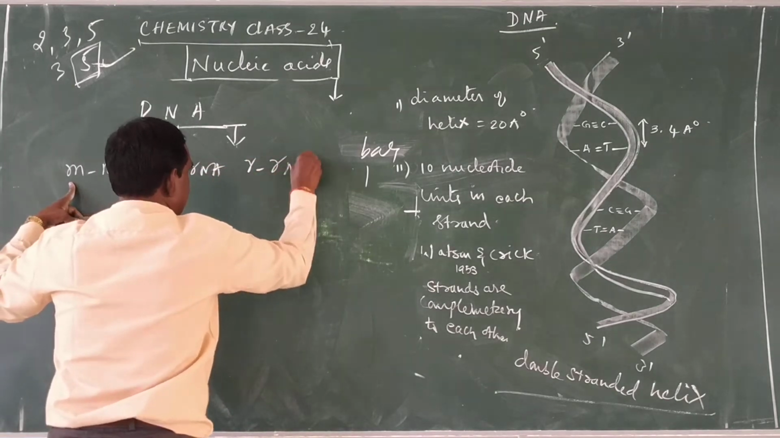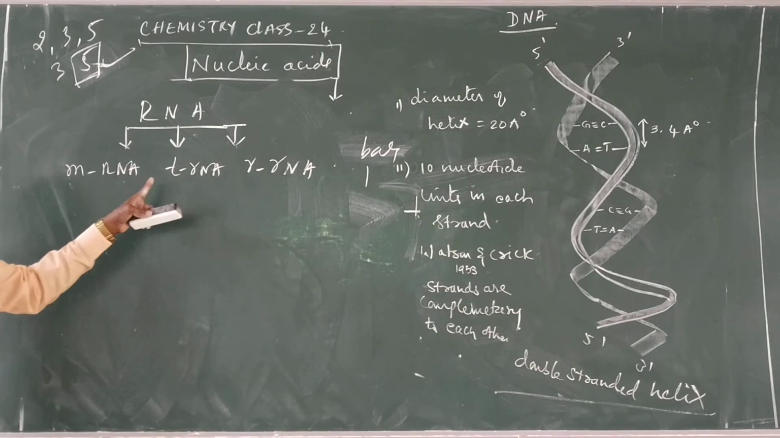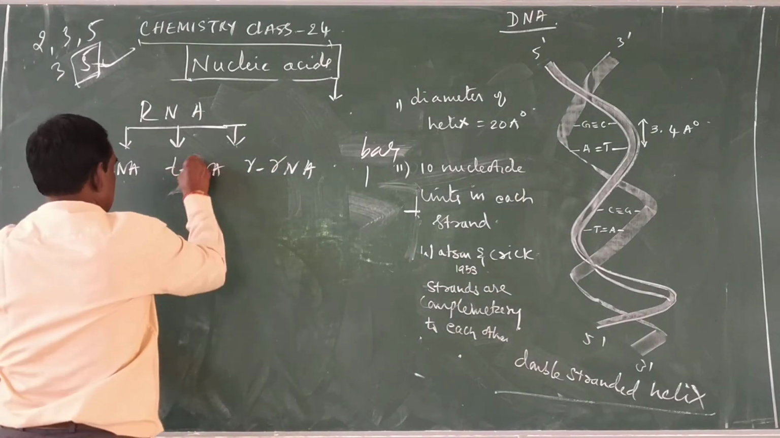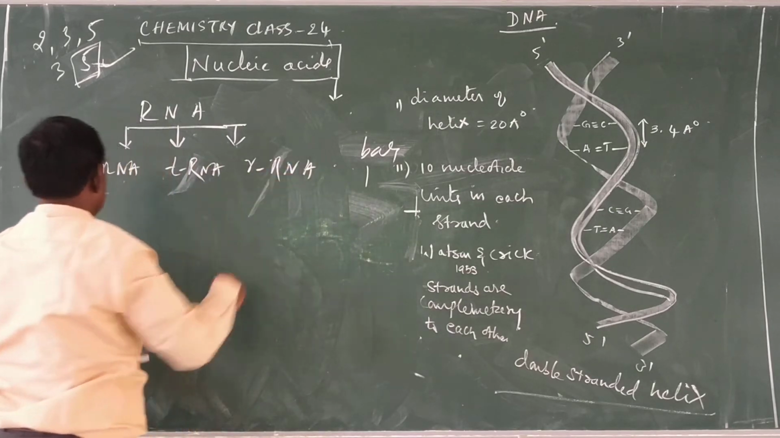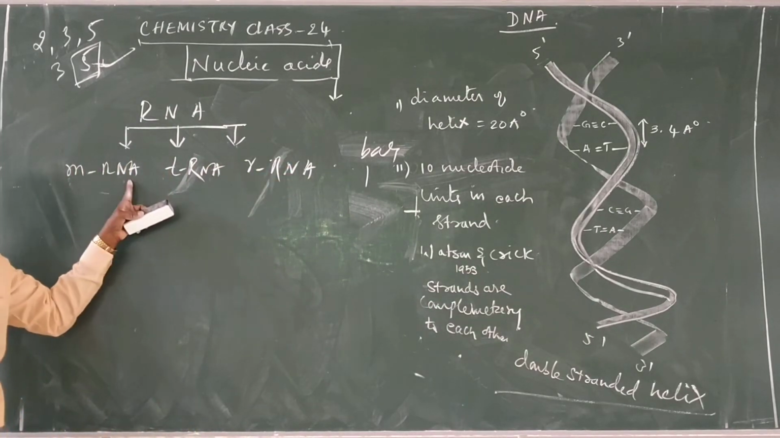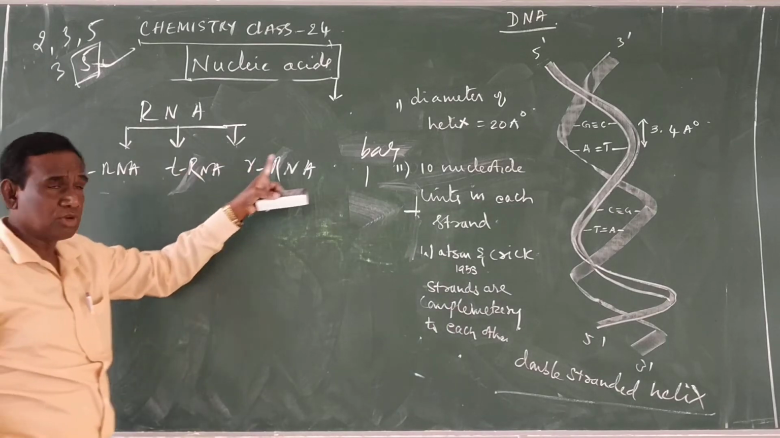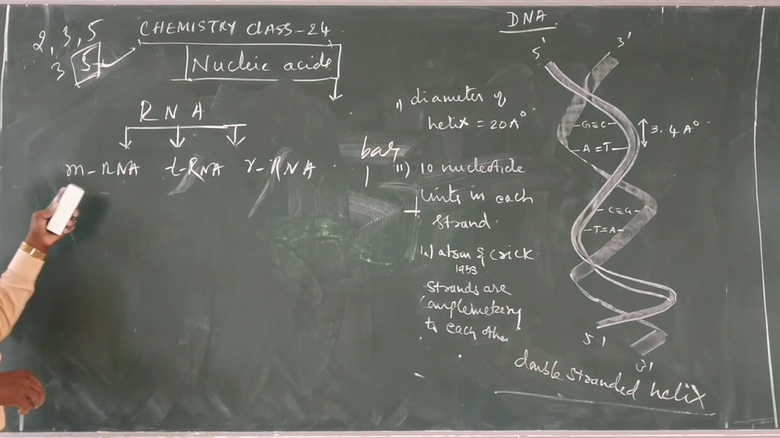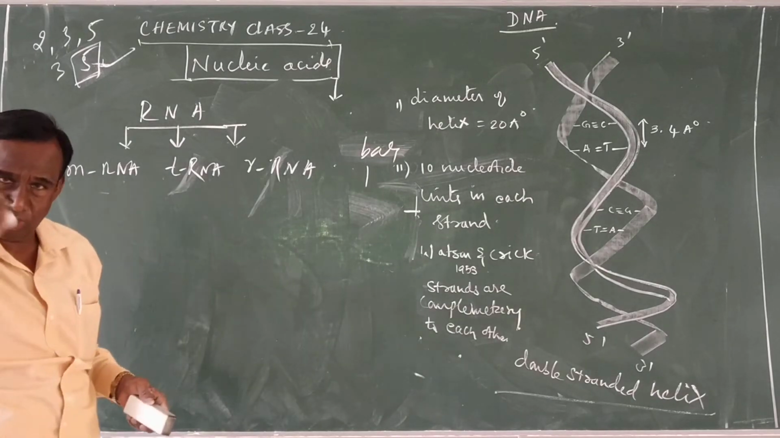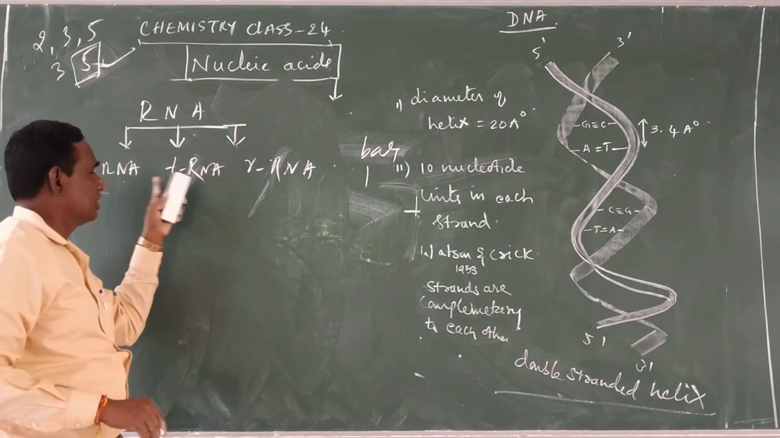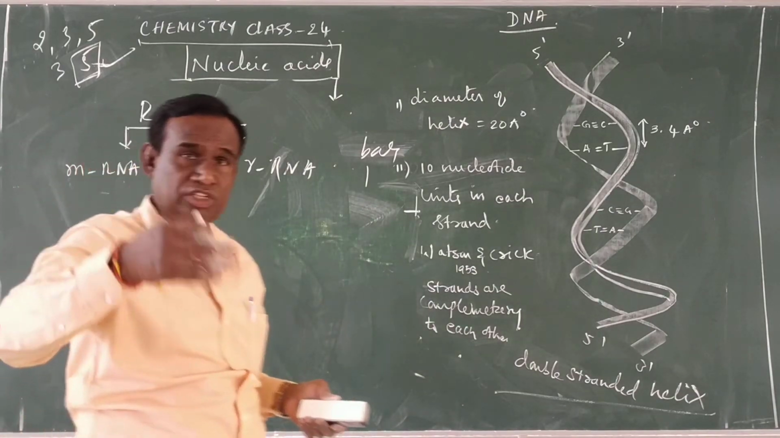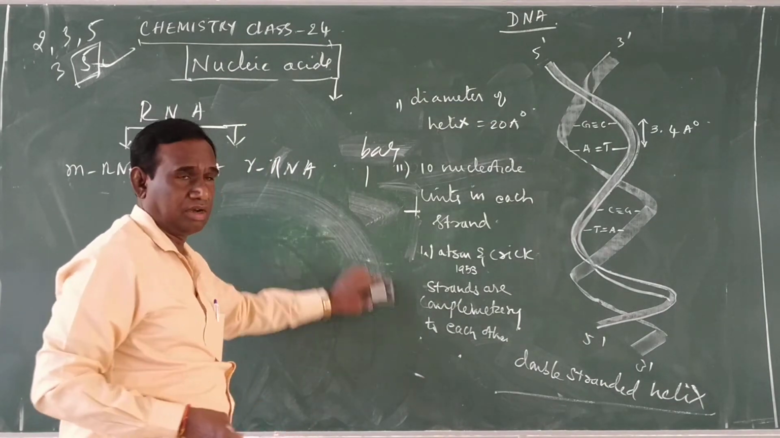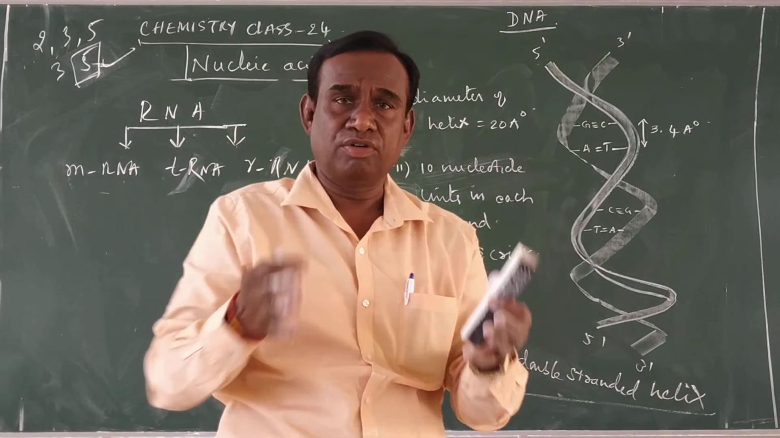mRNA, tRNA and rRNA. So what is mRNA? Messenger RNA, transfer RNA, ribosomal RNA. So that means messenger RNA will get the message from DNA for the protein synthesis. tRNA will transfer the amino acids to the site of protein synthesis. And rRNA, ribosomal RNA, provides the site for the protein synthesis.